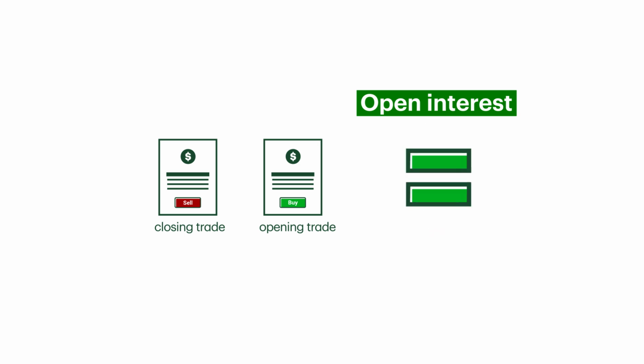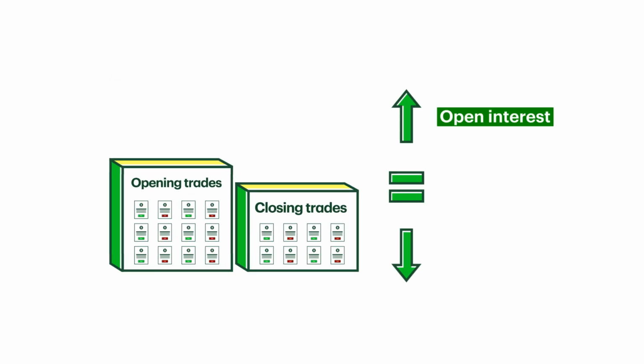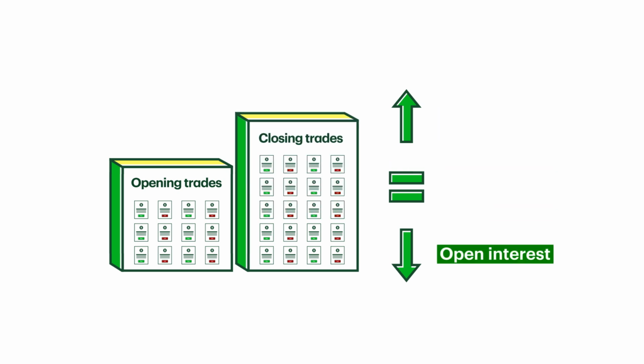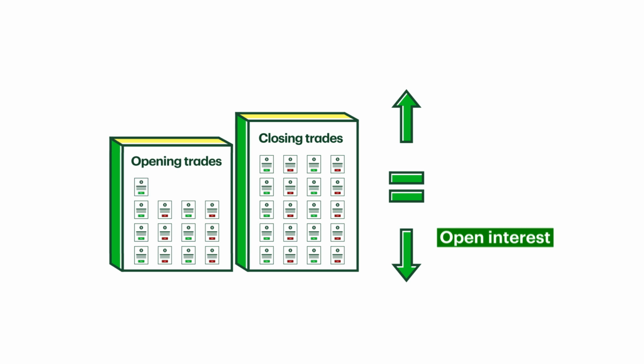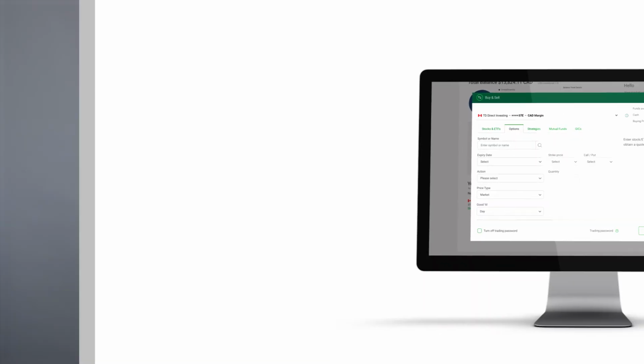From one day to the next, an option's open interest will rise if there are more opening trades than closing trades, and it will fall if there are more closing trades than opening trades. And if the number of opening trades is equal to the number of closing trades, the open interest will remain the same. Let's see how open interest works with an example.